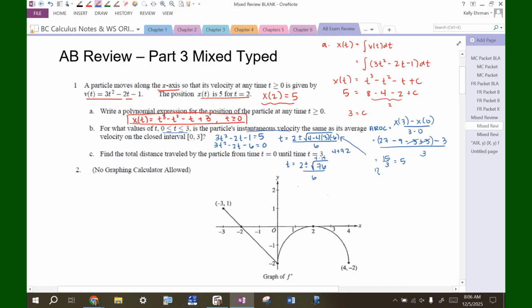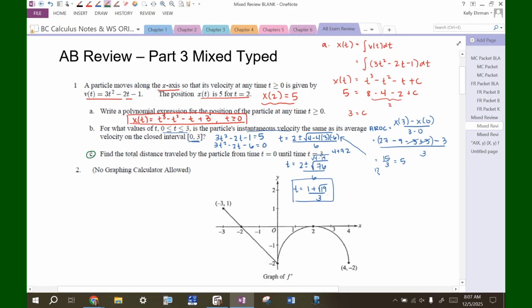Yeah, so now here's the thing. My answer is not plus or minus. My answer is, I'm going to divide by 2 here. 1 plus, this was a 2, so 1 plus radical 19 all over 3. It's not minus because we're only on the interval 0 to 3. So this is the time at which the average velocity is the same as the instantaneous.